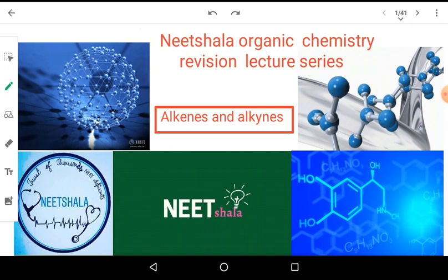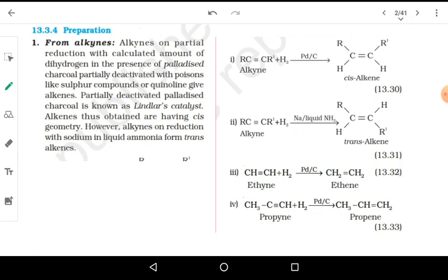In this part, we will be discussing alkenes and alkynes. So let's get started with alkenes. First, let us study the preparation of alkenes. We can prepare alkenes from a variety of compounds such as alkynes, haloalkanes, vicinal dihalides, and also from alcohols and carboxylic acids. So let us see the different methods of preparation of alkenes.